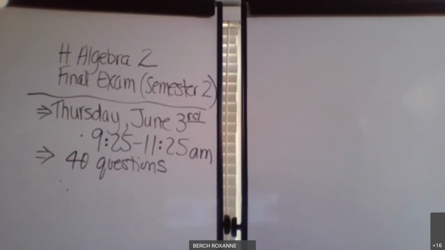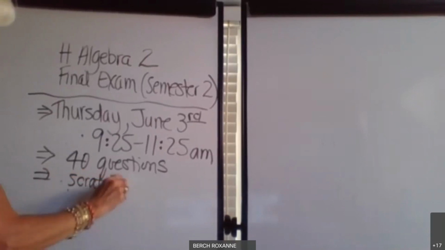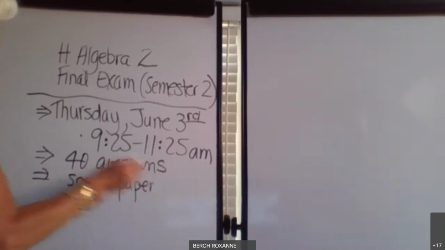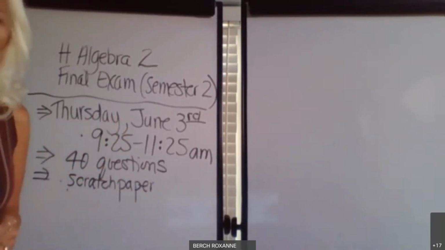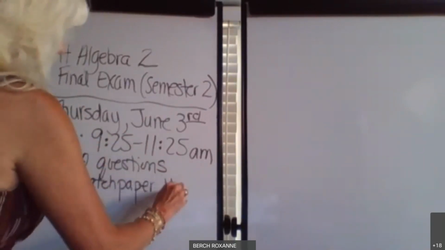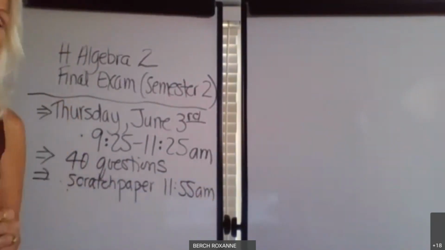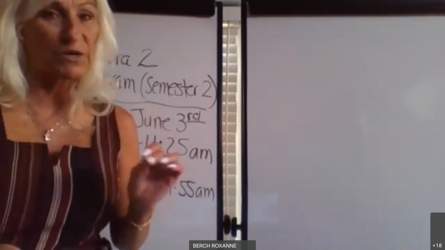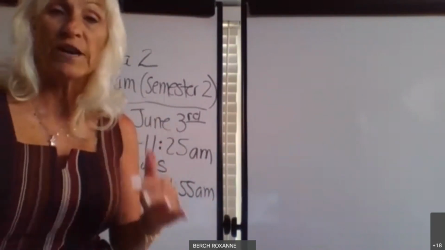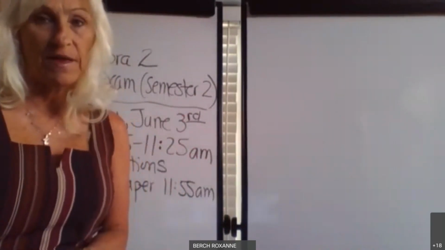All right. The next thing is that your scratch paper will be due after that. So I'm going to give you 30 minutes to turn in the scratch paper. So that means the scratch paper will be due at 11:55. If you do not turn in your scratch paper, you will get a 0 for the final. If you turn it in late, you'll be docked 10 points straight off the top of the final.